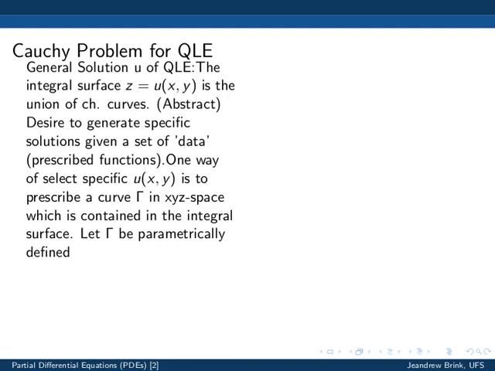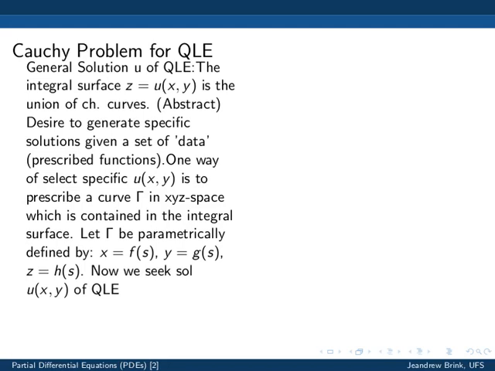And the way we're going to do it is we're going to once again just parametrically define it. So we're going to say let gamma be parametrically defined. It's a different set of functions, a different parameter, but it's still a curve, so we just describe it in the following way. And what we now seek is the solutions to the quasi-linear equation that is such that h of s equals u of f(s), g(s). In other words, this is defining that it lies on the solution surface, and that holds along the curve.